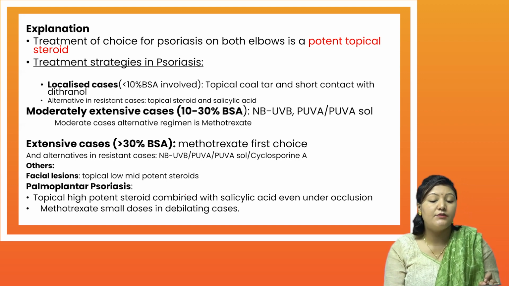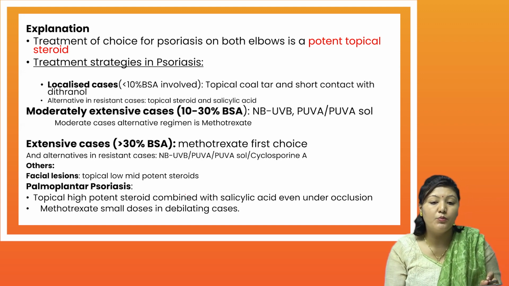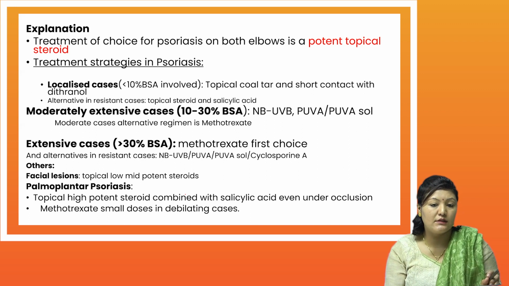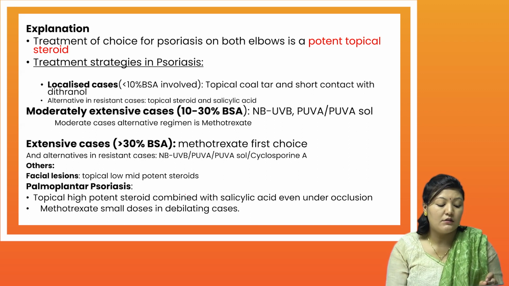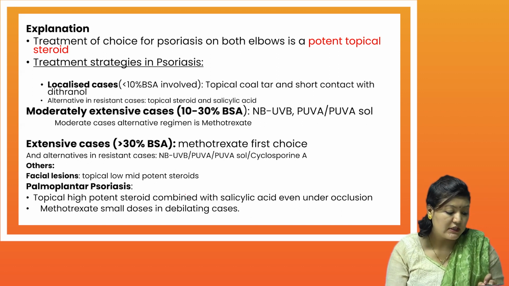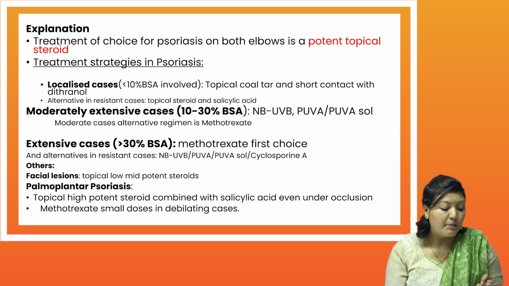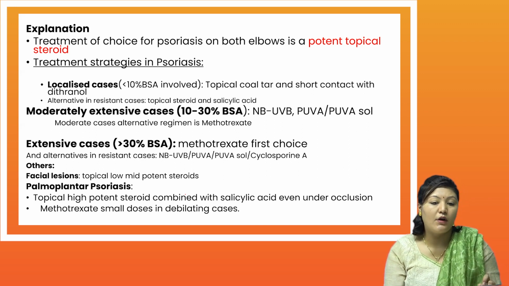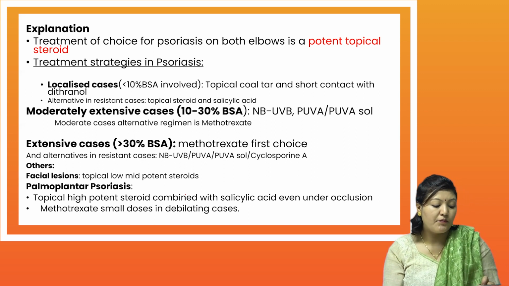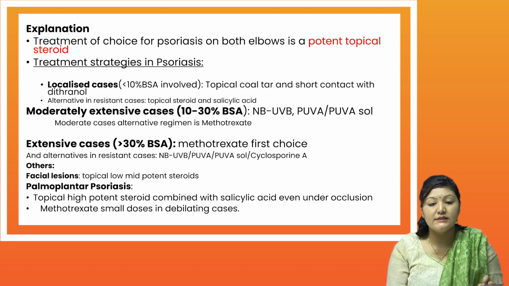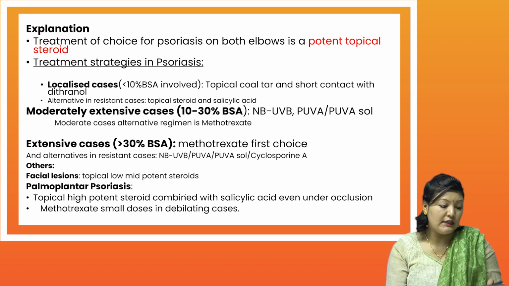If it's a facial lesion, we can give a topical low to mid potent steroid, because on the face there is a chance of skin atrophy and skin redness, so we should avoid potent steroid on the face. For palmoplantar psoriasis, a topical high potent steroid combined with salicylic acid under occlusion can be given. If palmoplantar psoriasis is very debilitating and not responding to any topical medication, we can give methotrexate.